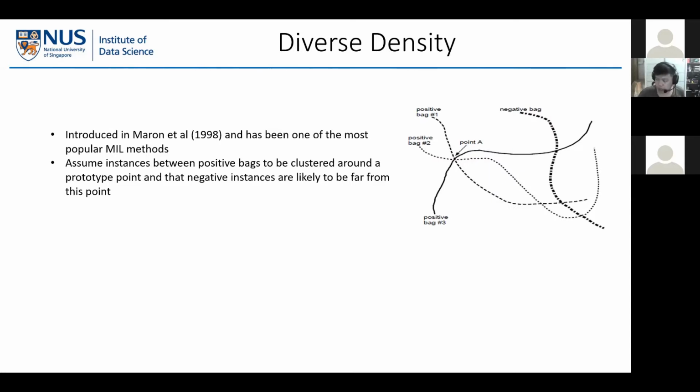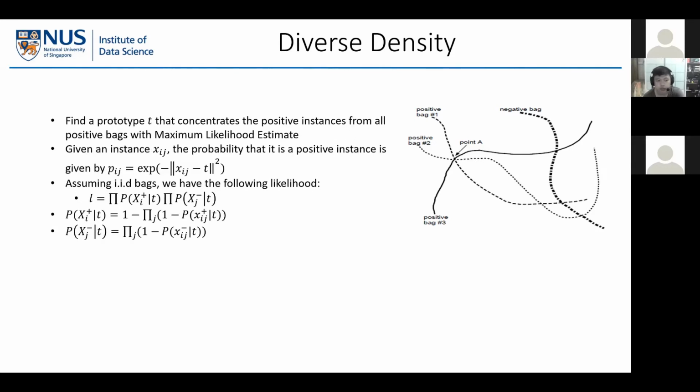Another method that has been developed in this field, probably one of the most famous, is called diverse density. This assumes instances from positive bags to be clustered around a prototype point, and that negative instances are likely to be far from this point. Under this method, we assume there's this prototype T, some point in space that is shared between all the positive bags, meaning each positive bag will contain an instance that is very close to this point T.